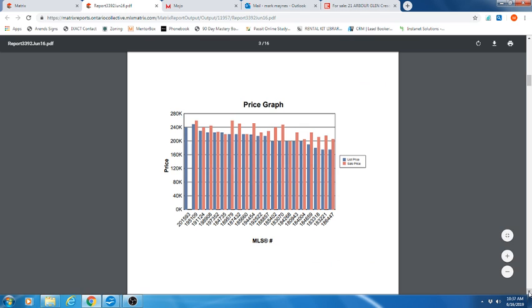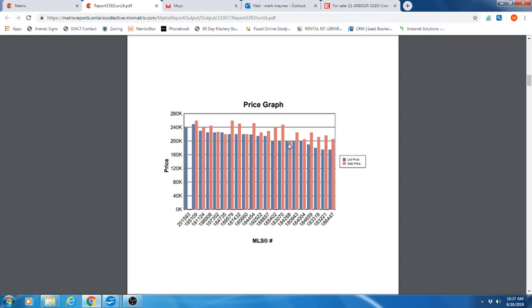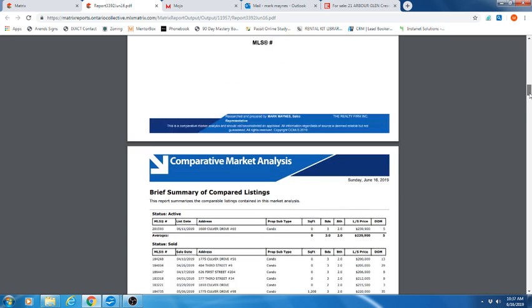Mr. and Mrs. Seller, this is a price graph. So the blue is the list price and the red is the sold price. So as you can see, most of these went over ask, or they went for asking. Okay, so that's a really great sign for your area. You can expect to get over asking, again, if it is priced properly.